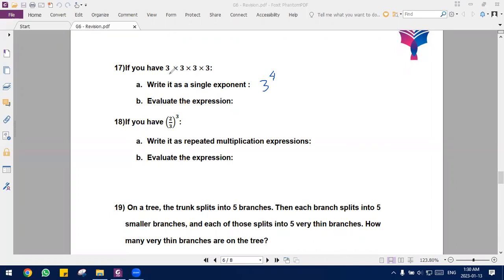Just combine these two together, for example, and these two. 3 times 3 is 9. 3 times 3 is 9. And now you need to multiply this 9 times 9, which is 81. Now, if you have 2 over 3 to the power of 3, write it as repeated multiplication. So here we have 2 over 3 repeated 3 times.